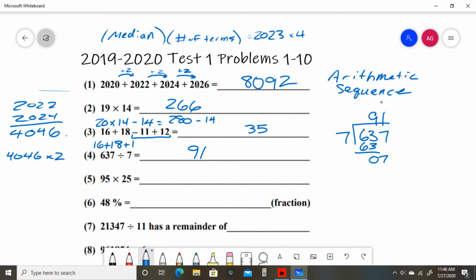Okay, so to recap, basically just divide this as normal. 7 goes into 63 9 times, 7 goes into 7 one time, so all we have is 91.